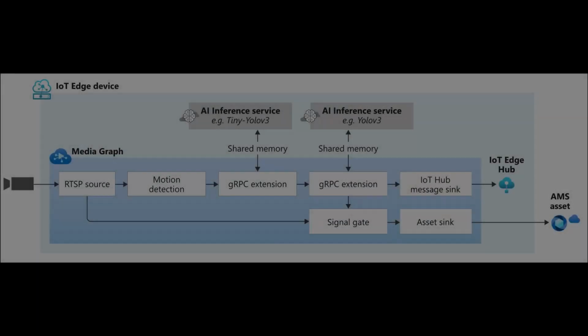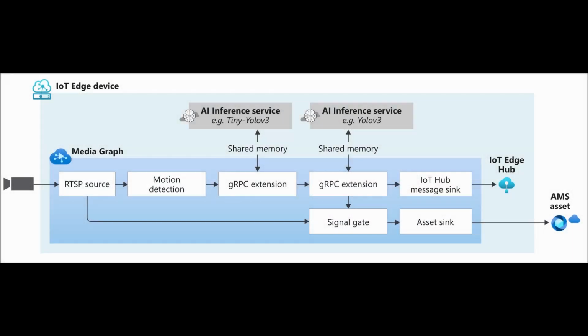Now let's switch to another topology where we trigger a tiny YOLO v3 model whenever a motion is detected. If the tiny YOLO v3 model cannot detect people with a confidence value of more than 0.75, it will trigger the heavy YOLO v3 model. Else, it will skip calling it and share the inference result directly. Let's run the topology now.